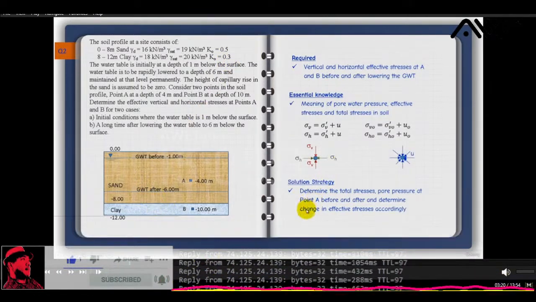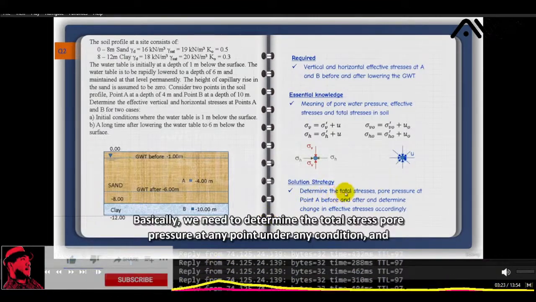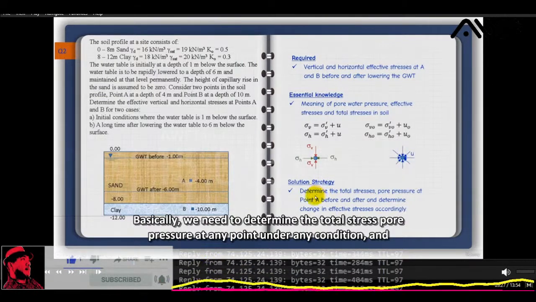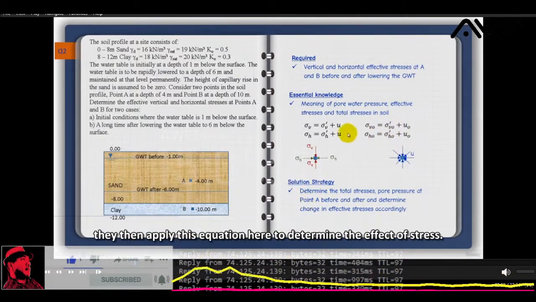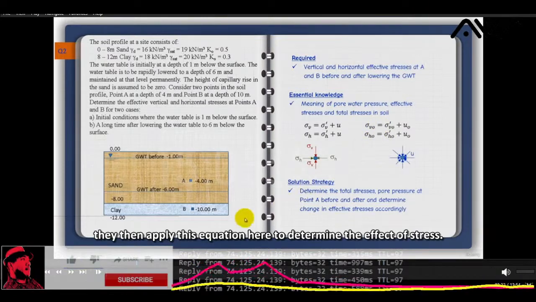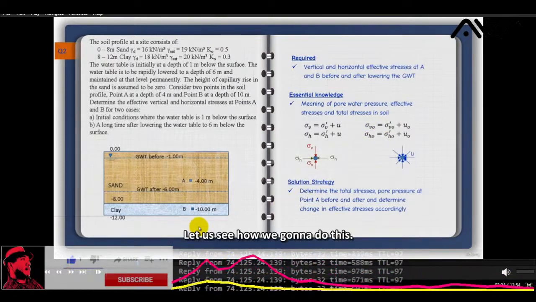Solution strategy: basically we need to determine the total stress or pressure at any point under any condition, and then apply this equation here to determine the effective stress. Let's see how we are going to do this.